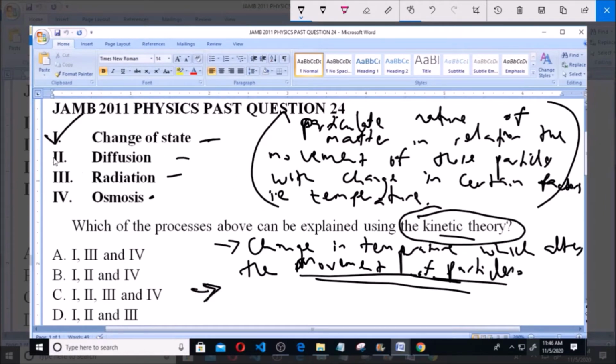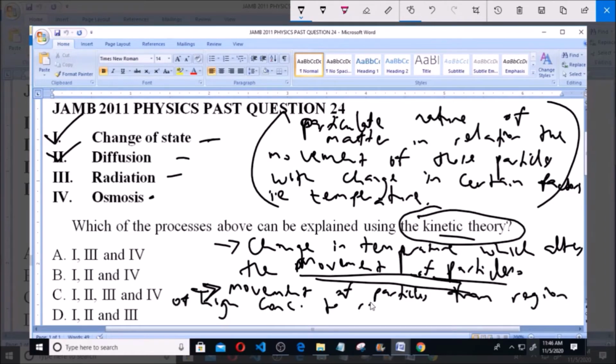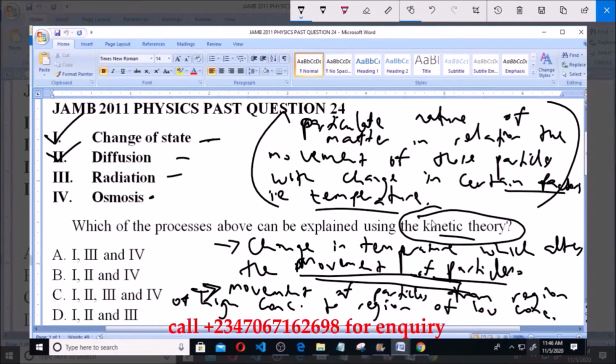Now, option or item 2 says diffusion. Now, diffusion refers to movement of particles from a region of high concentration to region of low concentration. So this has to do also with particles, and it's also affected by the factors which you mentioned under kinetic theory. So it can be explained using kinetic theory. So diffusion is part of it.